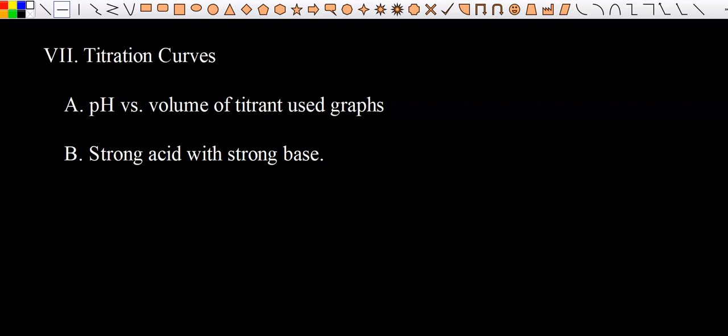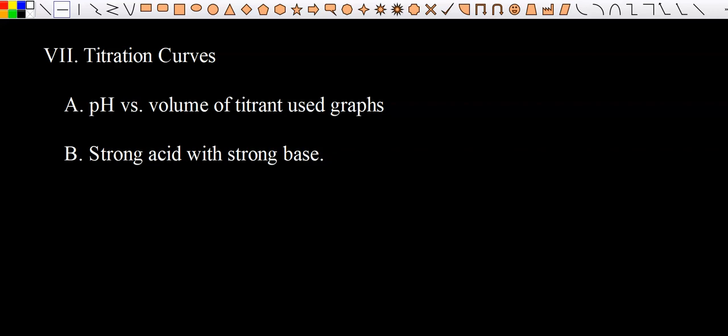So our next lesson, we're going to learn about titration curves. Titration curves are graphs of pH versus volume of titrant. Titrant is the chemical that is in the burette. So let's say instead of using an indicator to detect the equivalence point, you monitor the pH during the titration using a pH meter, an electronic device that measures pH of a solution.